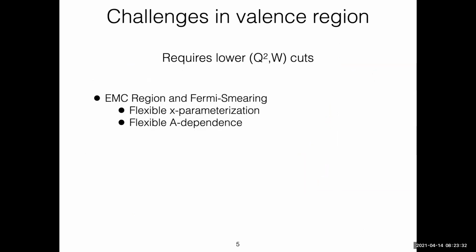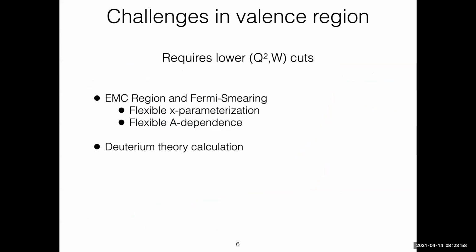Some of the challenges associated with going into that valence regime are that you really start to test the flexibility of your parameterization. As you start to get high precision data in the EMC and Fermi smearing region at high x, you're going to be testing that x parameterization, how flexible it is, as well as the A parameterization. I'll show a slide in a little bit more detail about that.